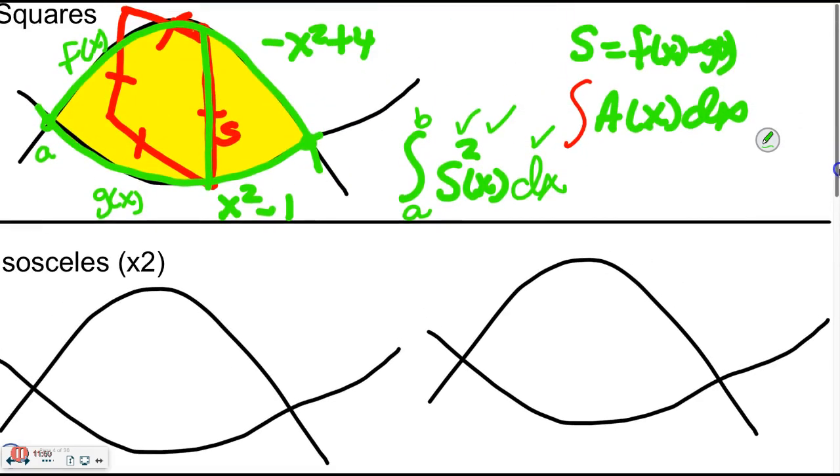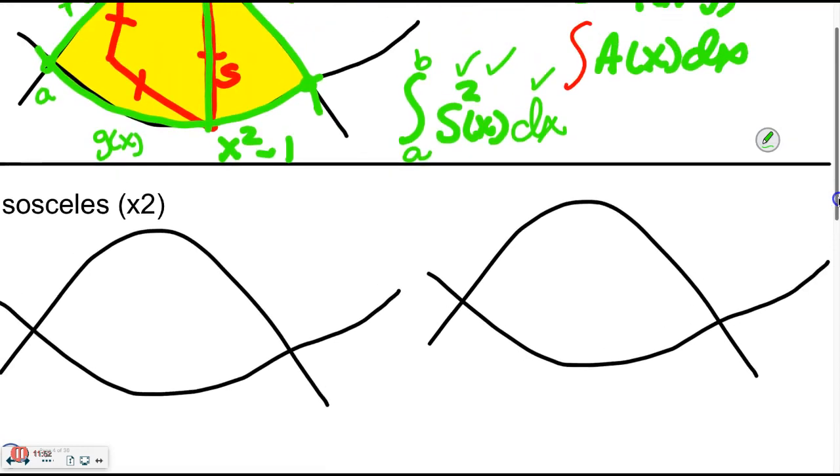For the isosceles, there's 2 different ones, and it depends on whether the leg is across the base or whether the hypotenuse is across.